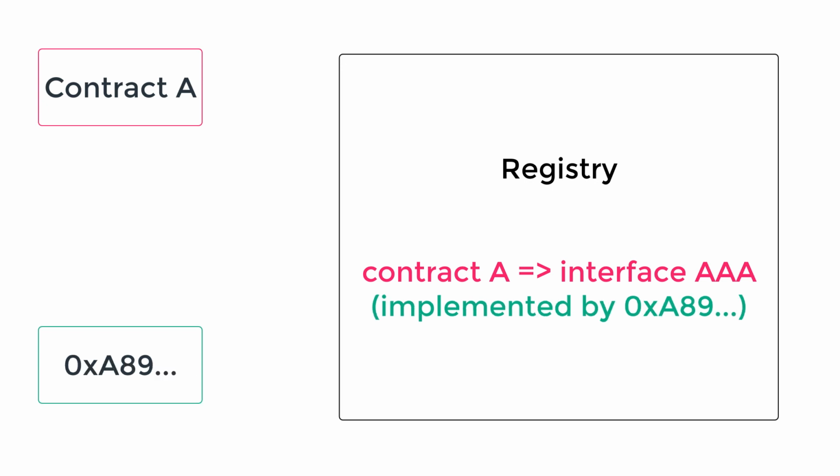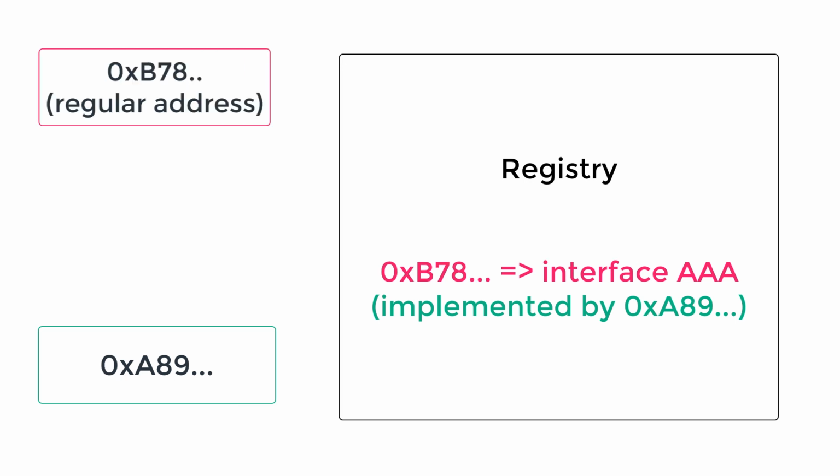But what is really interesting is that a smart contract that declares a certain interface does not have to implement this interface itself, but it can delegate the implementation to another smart contract. And this has a big benefit, because now not only smart contracts can have function interfaces, but also regular Ethereum addresses. All right, so let's see how this works in detail.